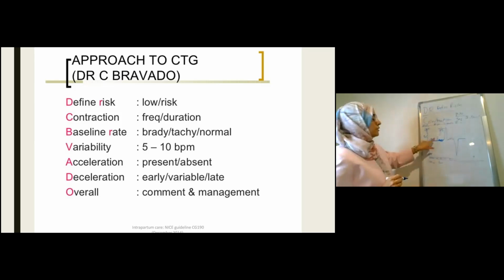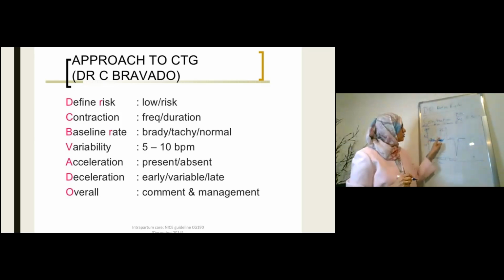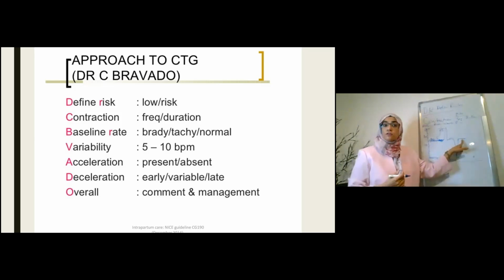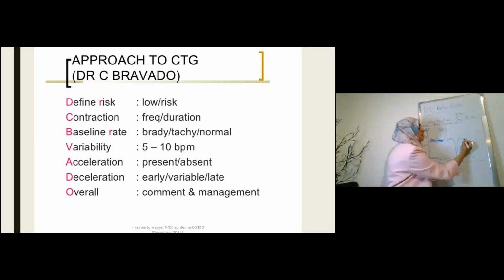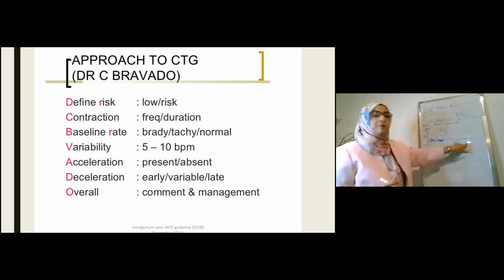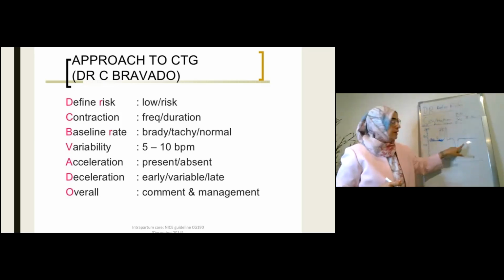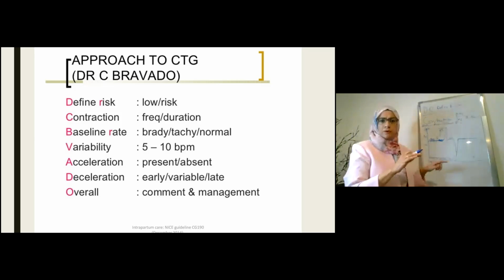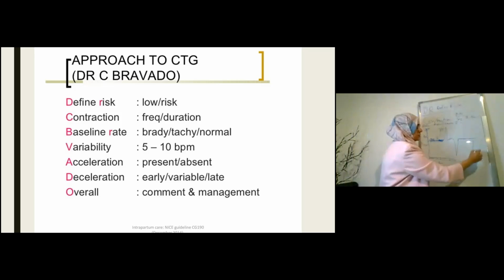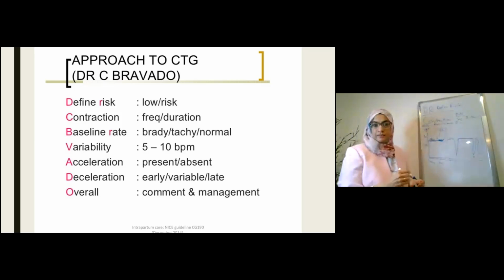And I told you that the normal variability has to be about 5 beats minimum. So if its heart rate was 120, it must go up and down about 5 beats. Is it doing that? No. Now it's just a straight line. So the variability is abnormal here. There are abnormal decelerations. And every time the baby wants to carry on, its heart goes down again.